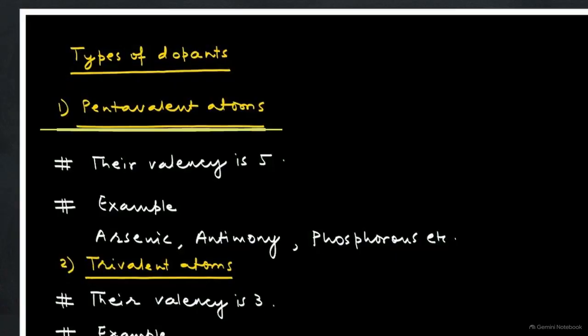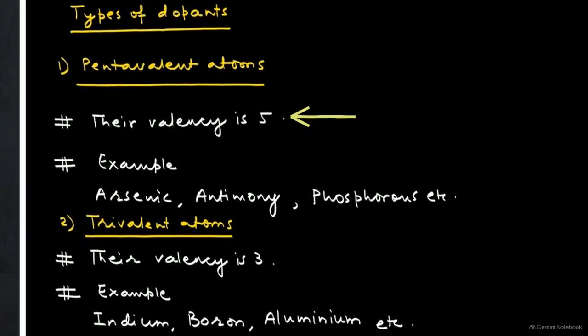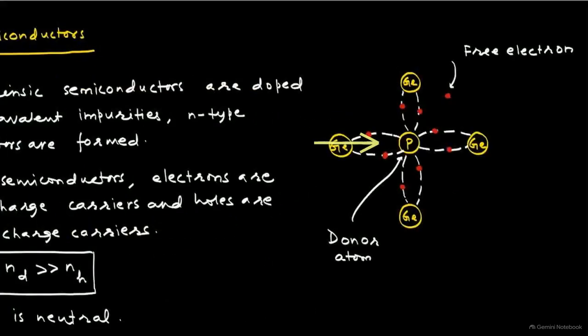There are two distinct ways to hack the lattice. The first uses pentavalent atoms. These are elements with 5 valence electrons, like arsenic, antimony, or phosphorus. Here in this diagram, a phosphorus atom has replaced a germanium atom in the lattice. 4 of its valence electrons lock into the surrounding structure, but that 5th electron has nowhere to bond. It is instantly free to move and conduct current. We call these pentavalent impurities donor atoms.